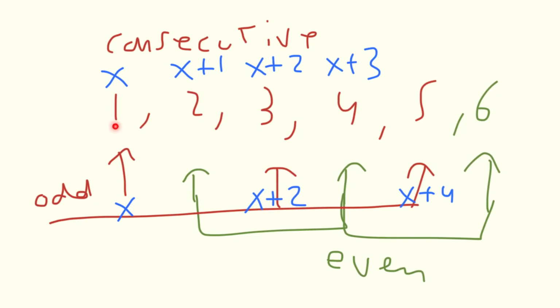But the first one is x. How did you come to 3? You added 2. So that's why if this one is x, the 3 will be just x plus 2, isn't it? 1 plus 2, which is 3. And this is 1 plus 4, which is 5.